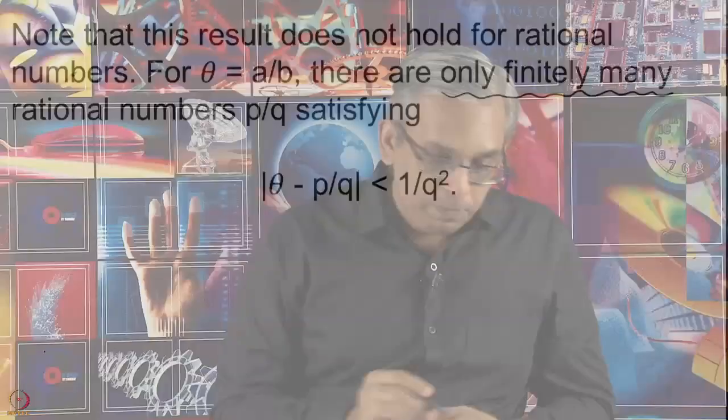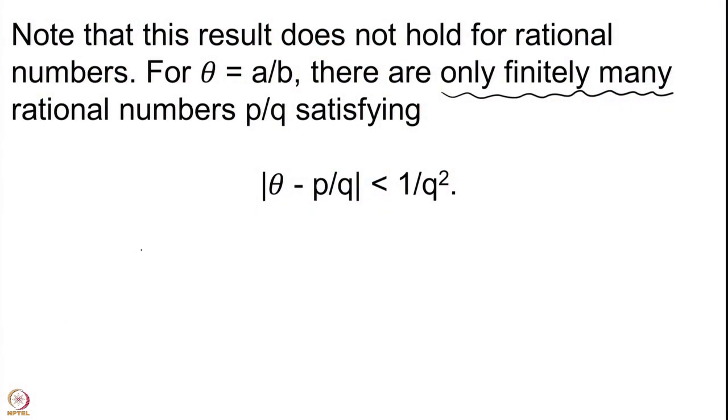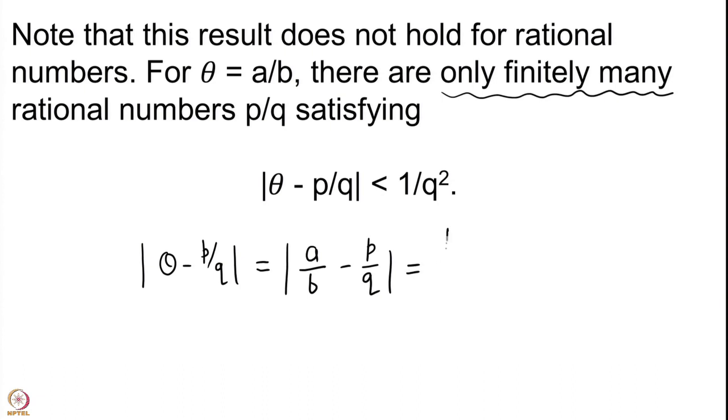Let us see a very quick proof of this. This is not a very difficult result to prove. So, this mod theta minus p by q is nothing but a upon b minus p upon q, and therefore this is mod a q minus p b upon mod b q.